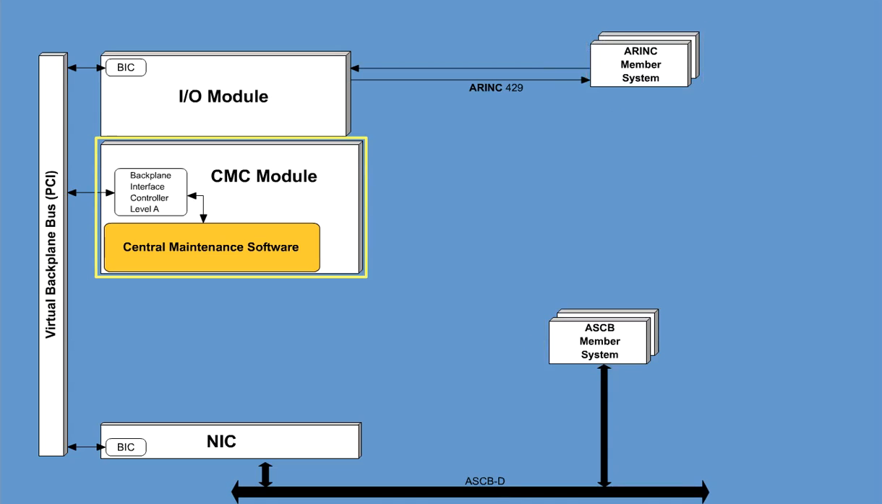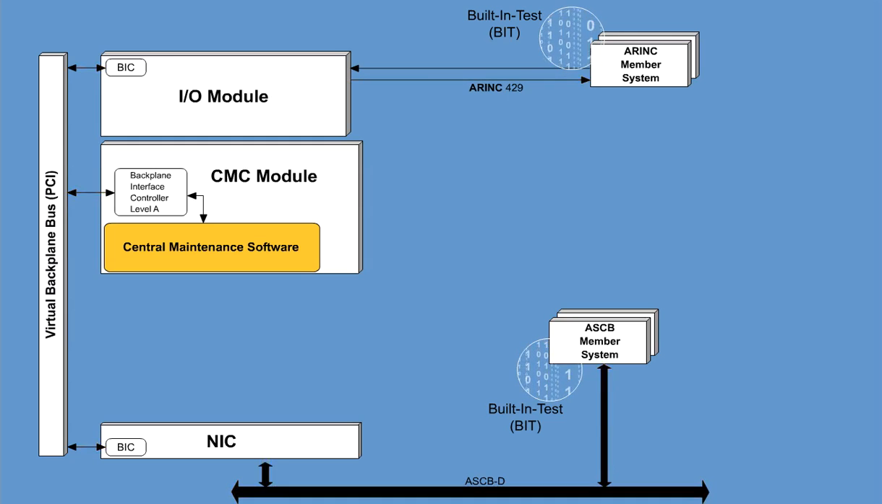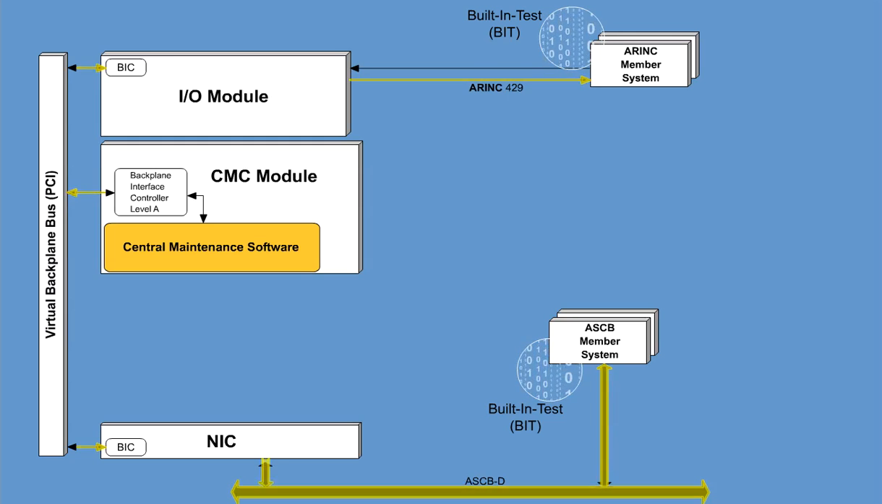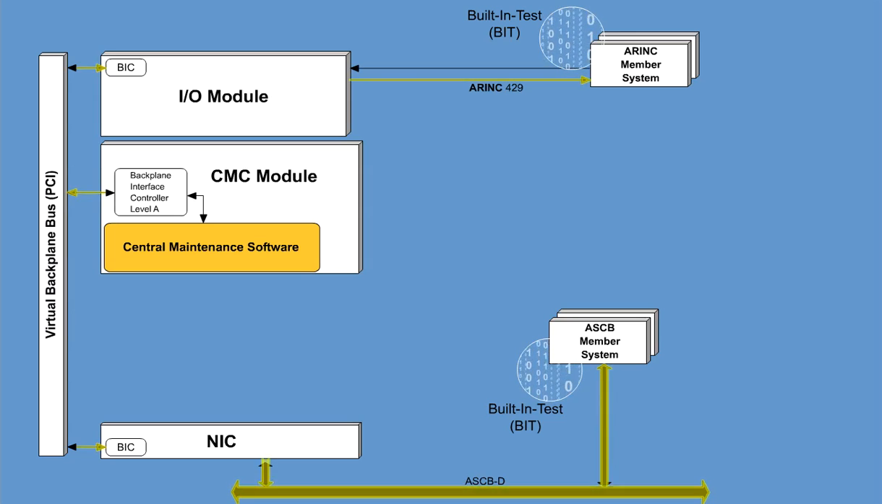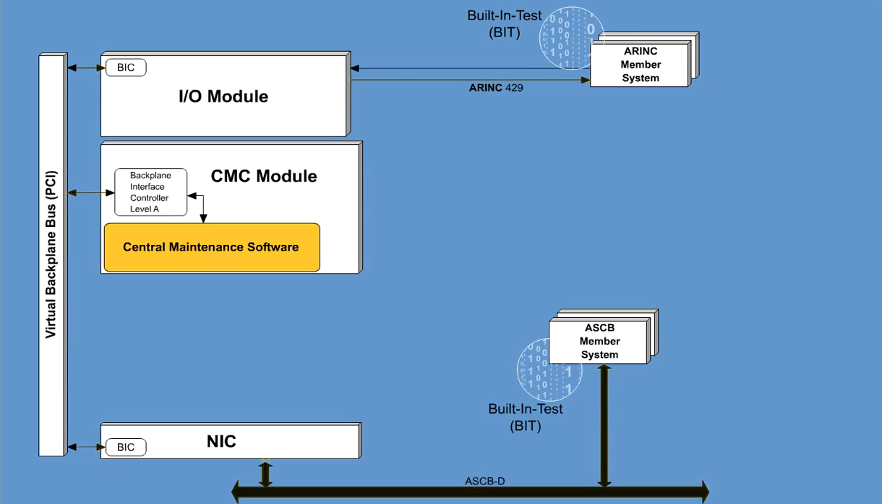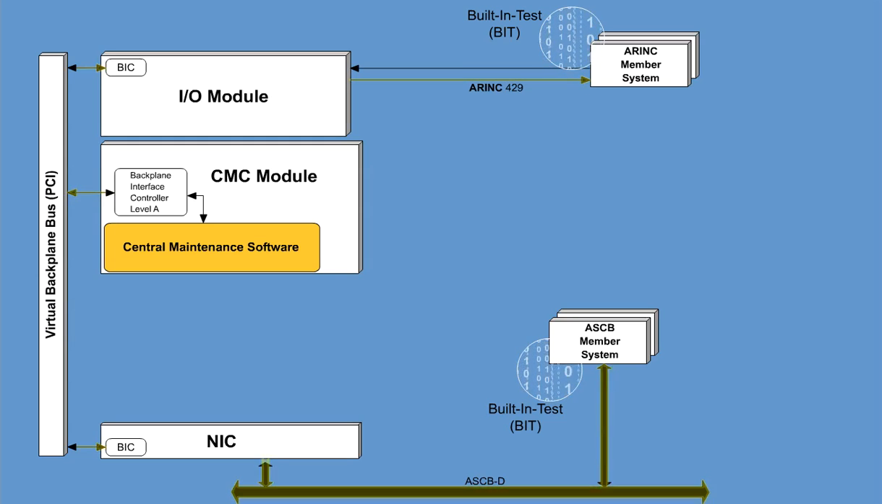The CMC has the ability to command the member system to perform its initiated built-in test function if the member system supports it. This option is accessible via the System Diagnostics option in the CMC main menu. The member system is responsible for ensuring that it cannot enter an initiated built-in test if it is unsafe for it to do so, and to report this condition to the CMC.